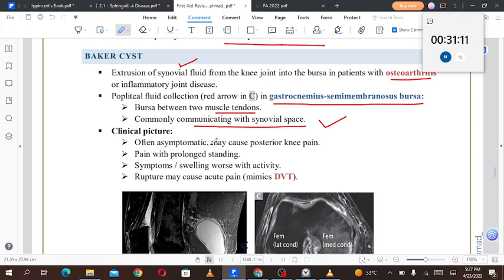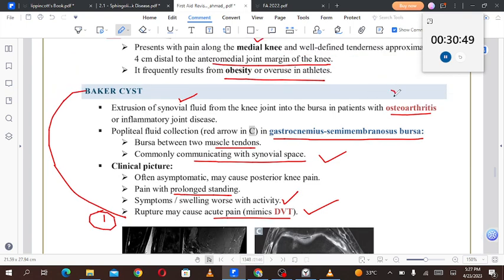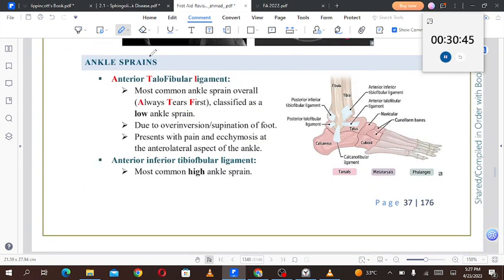Clinical picture: often asymptomatic, may cause posterior knee pain with prolonged standing, swelling worse with activity, and rupture may cause acute pain that mimics deep vein thrombosis. Okay, so these two points are very important. When the Baker's cyst gets damaged or ruptured, there will be severe pain which will mimic the deep vein thrombosis, and secondly, it is commonly found in osteoarthritis and inflammatory joint conditions. Then we have ankle sprains.